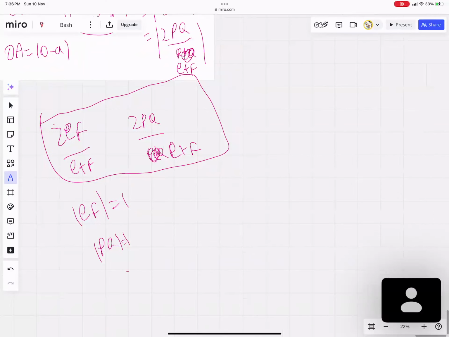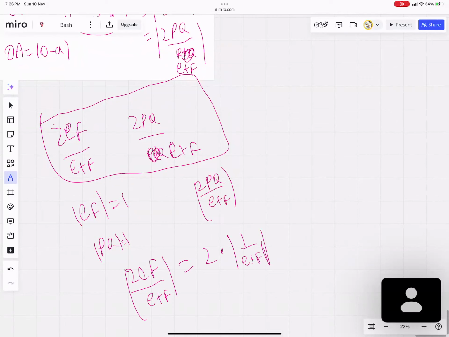So we get that 2EF by (E plus F), the magnitude, is equal to 2 times the magnitude of 1 by (E plus F), since the magnitude function distributes over multiplication. And 2PQ by (P plus Q) similarly is equal to 2 times 1 over the magnitude of (P plus Q), which is 2 by the magnitude of (P plus Q). Is this fine with everyone?